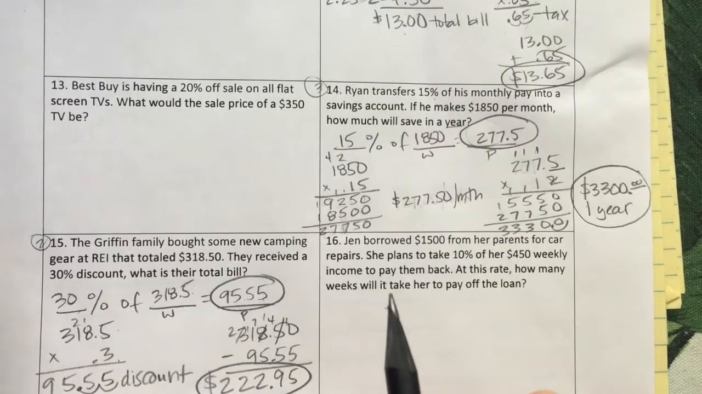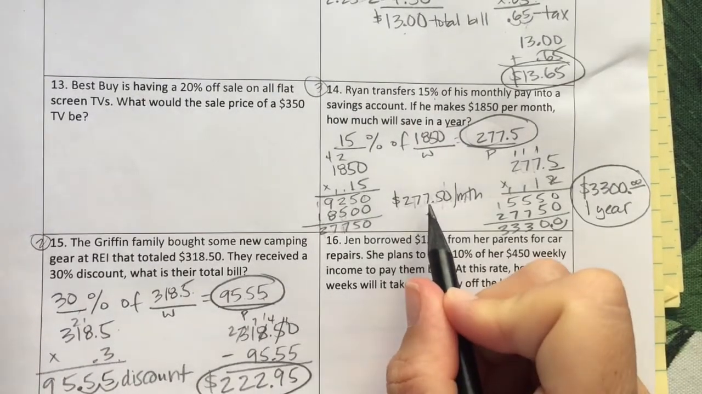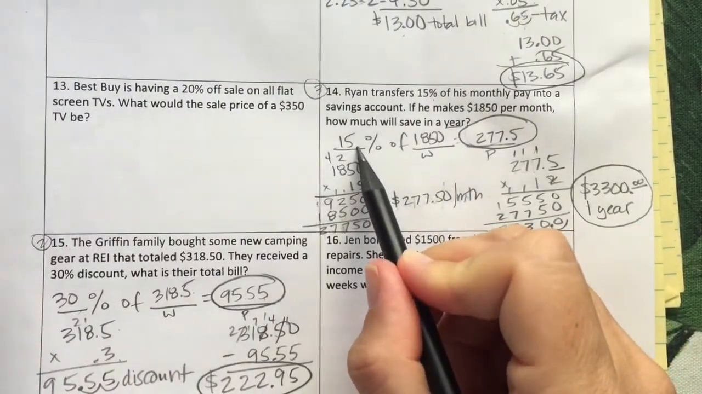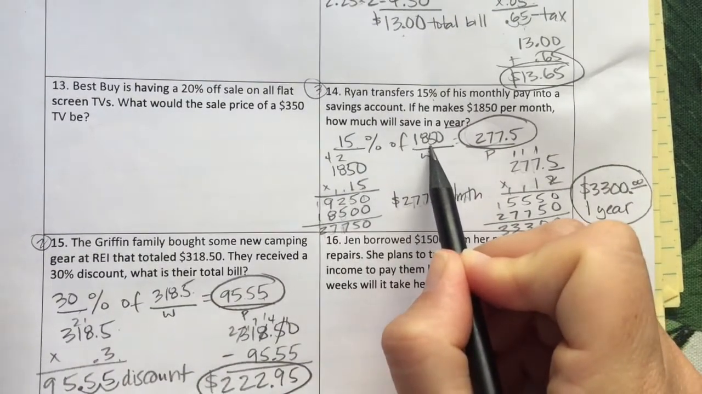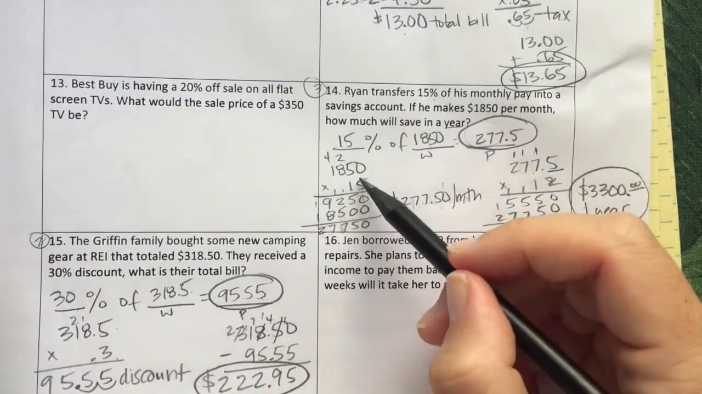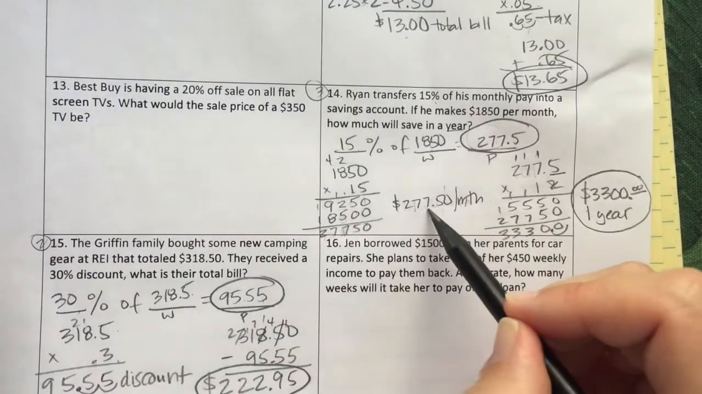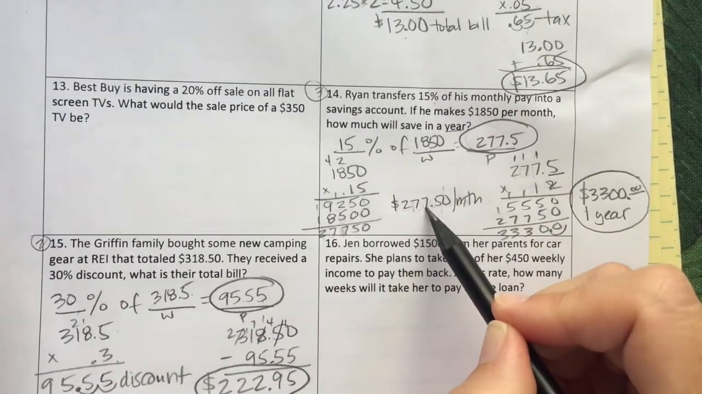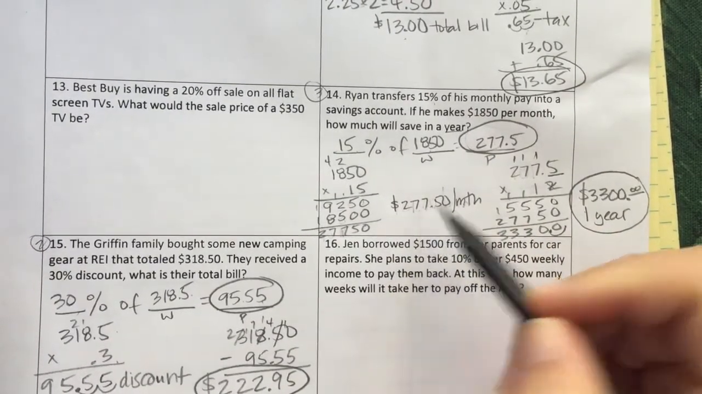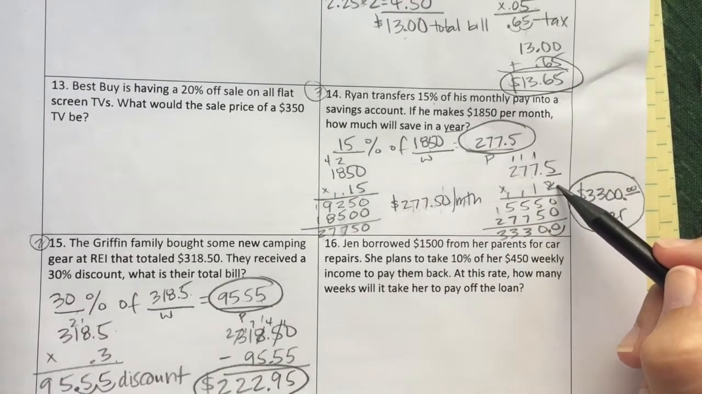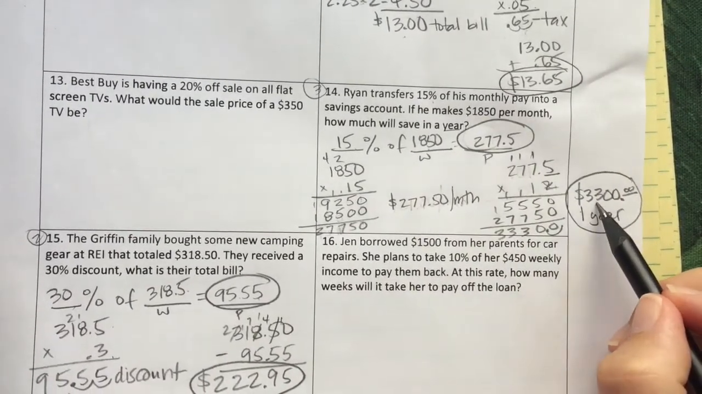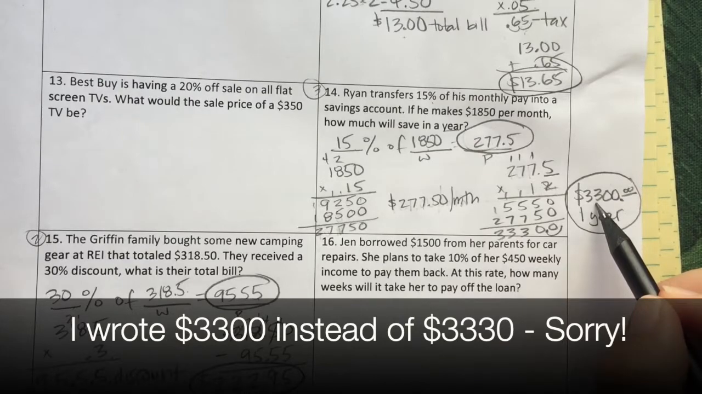So the first thing I would want to know is how much is he saving per month. So I did 15% of $18.50. And when you do that, you should have gotten a total of $277.50 per month. And then I multiplied that by 12 and ended up with $3,300 for 1 year.